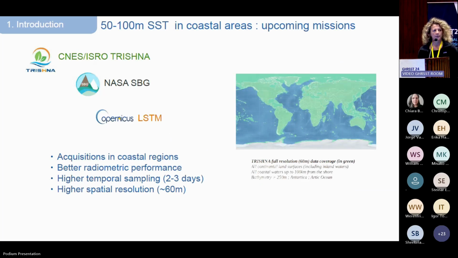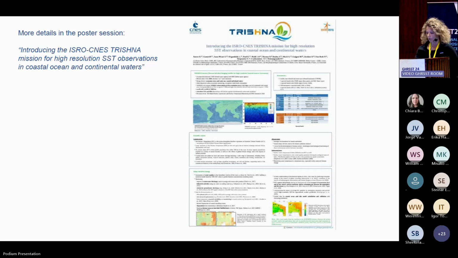So, as presented by Bimal and Stefan, the upcoming missions are the CNES-ISRO TRISHNA mission, the SBG and the LSTM missions. They will occur in coastal regions. They will have better radiometric performance than Landsat, for example, and they will have higher temporal sampling also. It was presented by Bimal, but you can find a poster here introducing the TRISHNA mission for high resolution observations in coastal ocean and continental water.